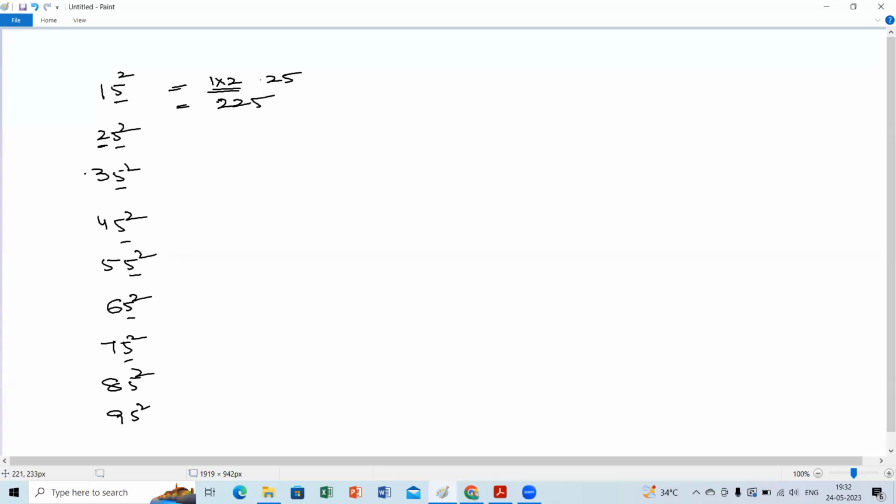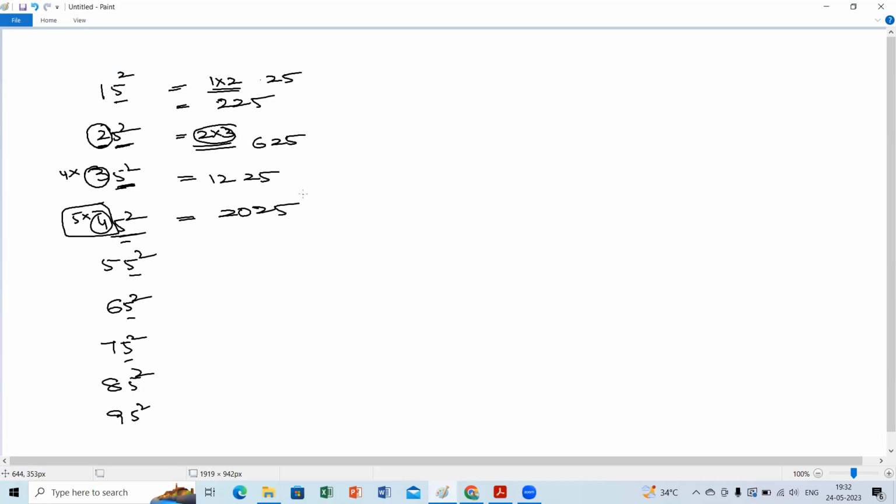Here same thing, children. 2, and the number immediately after 2 is 3. 2 threes are 6. So 6, and 5 square is 25. Same way, 3. The next number after 3 is 4. 3 multiplied by 4 is 12. 12, and 5 square is 25. So 1225. Same way, 4. The next number after 4 is 5. 5 fours are 20. 5 square is 25.